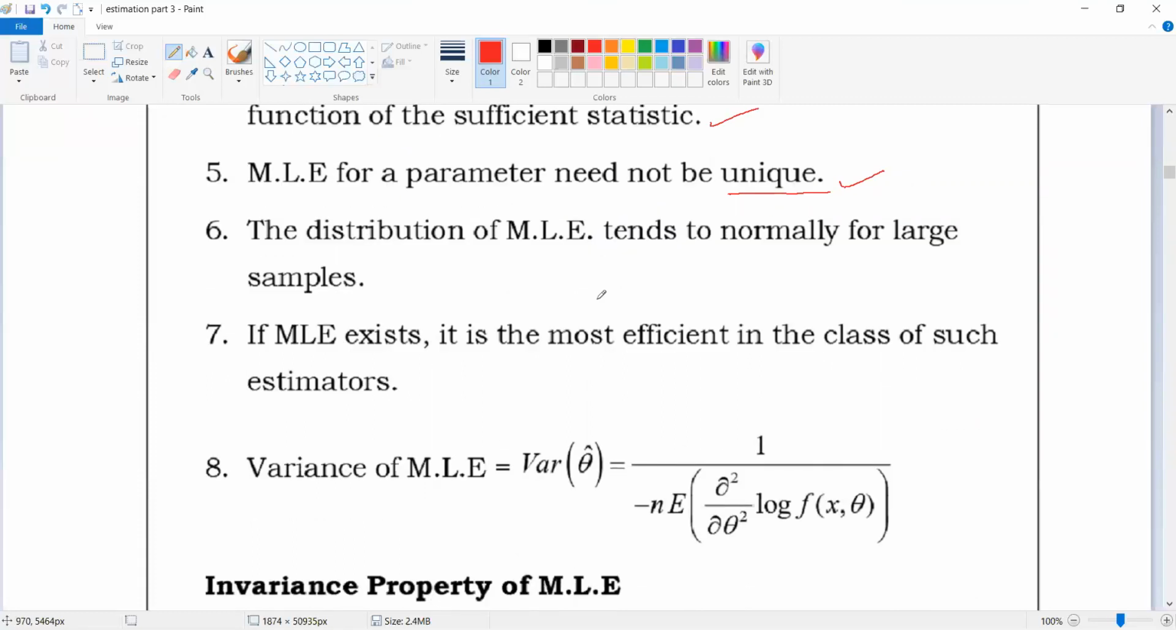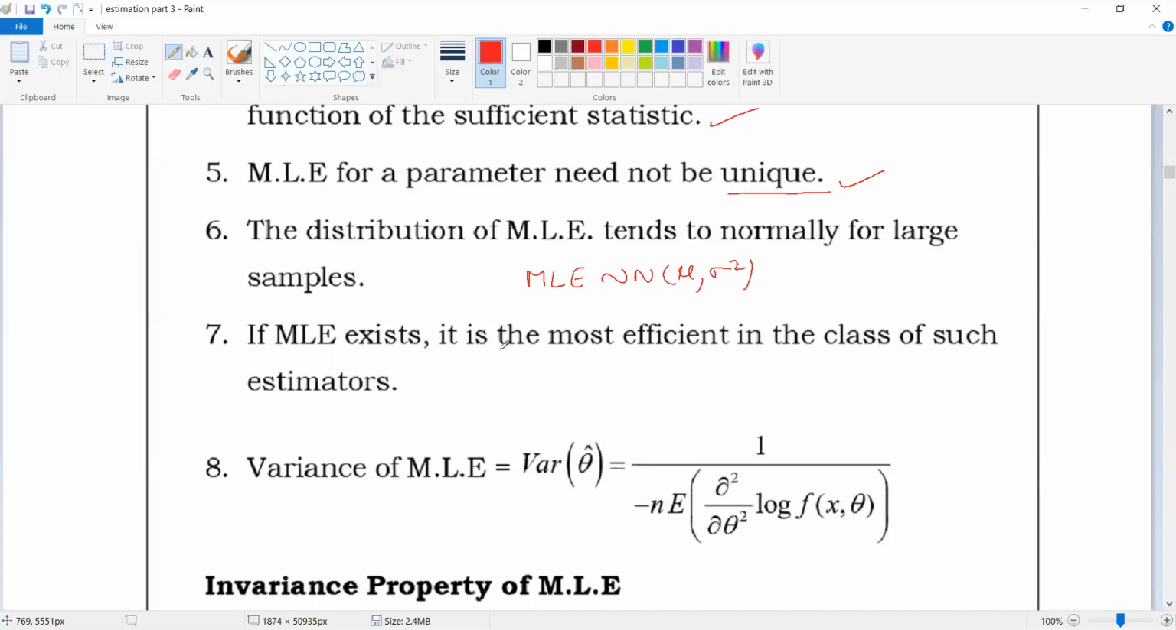The distribution of the MLE for large samples is asymptotically normal. The distribution of the MLE follows a normal distribution with mean theta and variance sigma square.